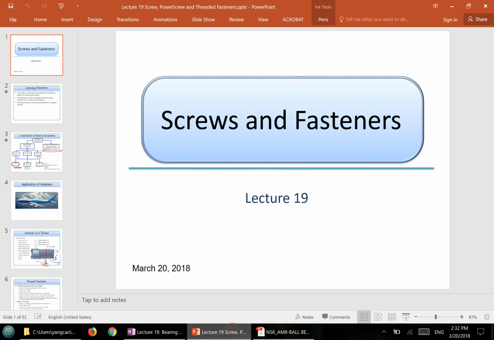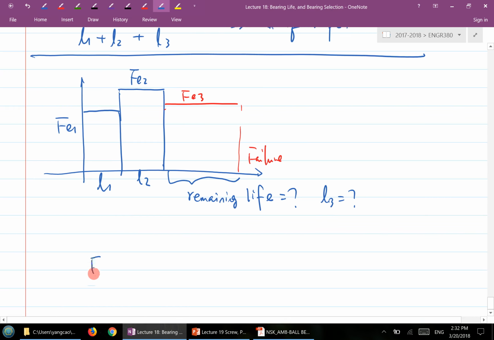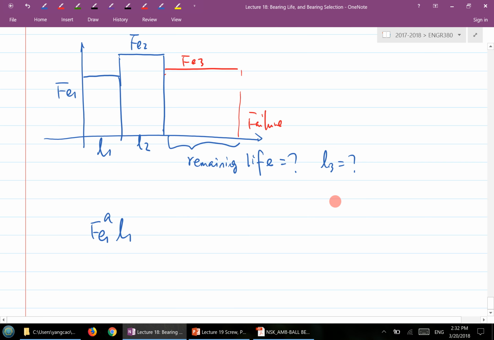First of all, when you subject the bearing to FE1 under L1 number of cycles, there is a certain amount of damage. This is basically a damage concept. This much damage has occurred, and then FE2, L2, that's another amount of damage caused under this load. And finally, you have FE3 and L3, so this is another amount of damage.